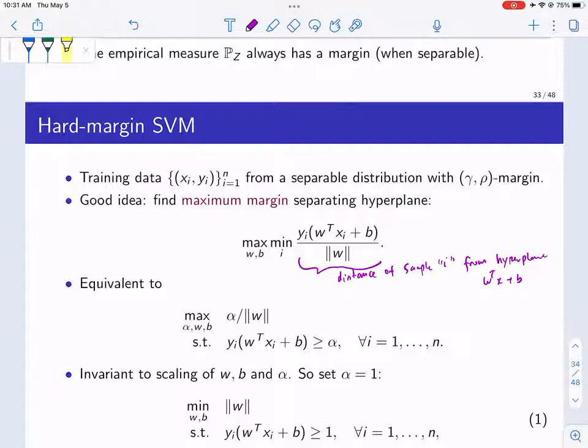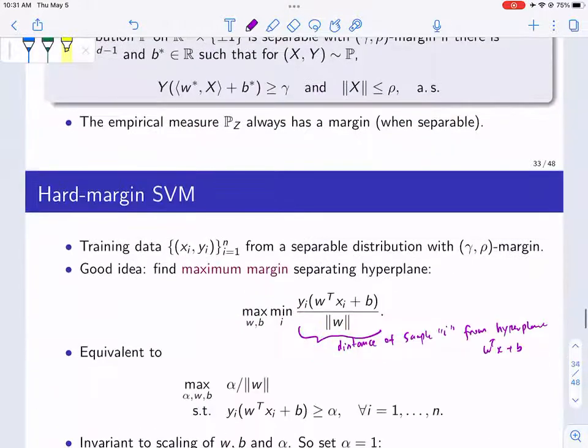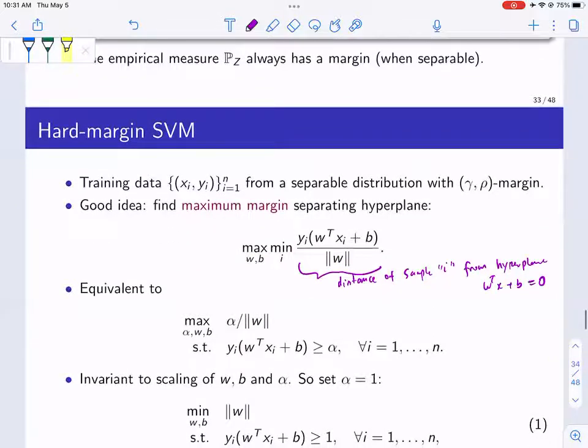And so this is the minimum distance, so this is the margin, right? It's the minimum distance of any point to that. And so I'm now maximizing the margin. Okay, so that's the max margin classifier, and this is called hard-margin SVM, or hard support vector machine.